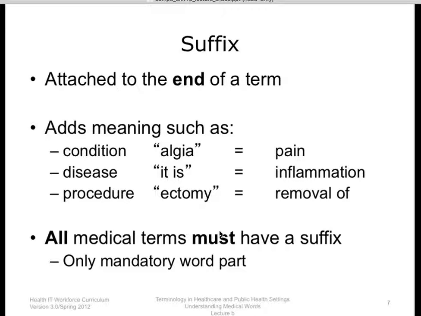Now let's talk suffixes. So a suffix is attached to the end of a term. It adds meanings such as condition, disease, or procedure. So some examples are algia, which is pain, itis, which is inflammation. You'll remember before we said carditis, which is inflammation of the heart. So there's describing a disease. Or a procedure. Ectomy is a suffix that describes the removal of. All medical terms must have a suffix. It's the only mandatory word part other than, of course, the word root.